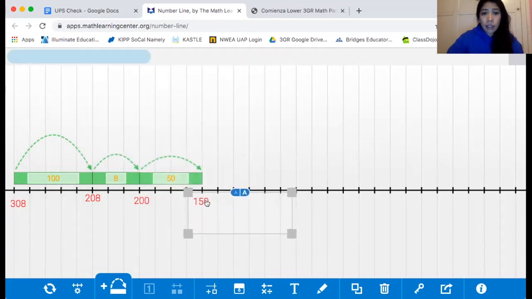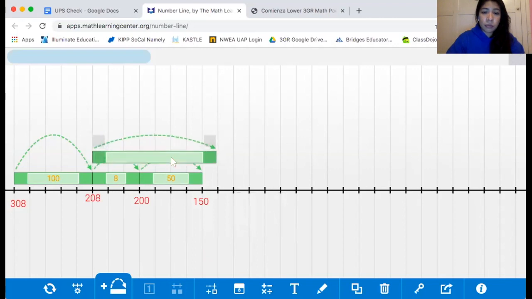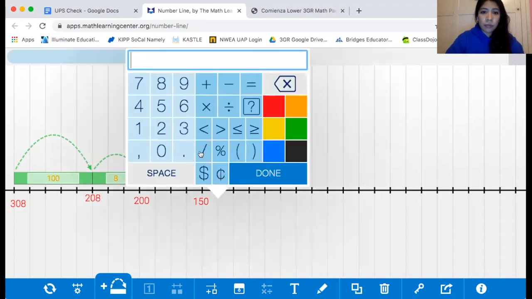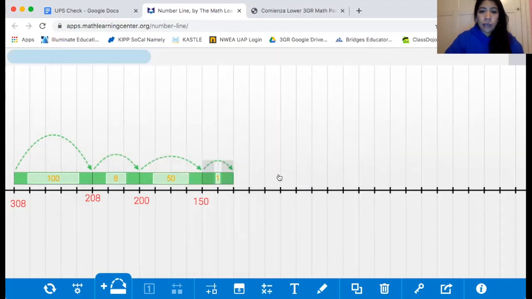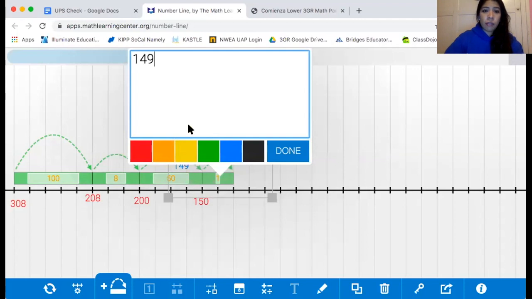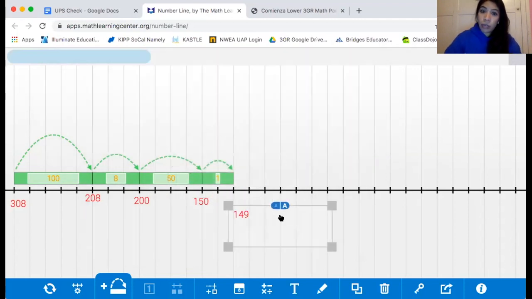I'm not done yet. So then if I add these, 100 plus 50 is 150, plus 8 is 158. But remember, the number I was subtracting is 159. So now I'm going to subtract one more. Which means I am now at 149. And that was my starting point, 149 on Thursday, 159 on Friday. And that's how we check.